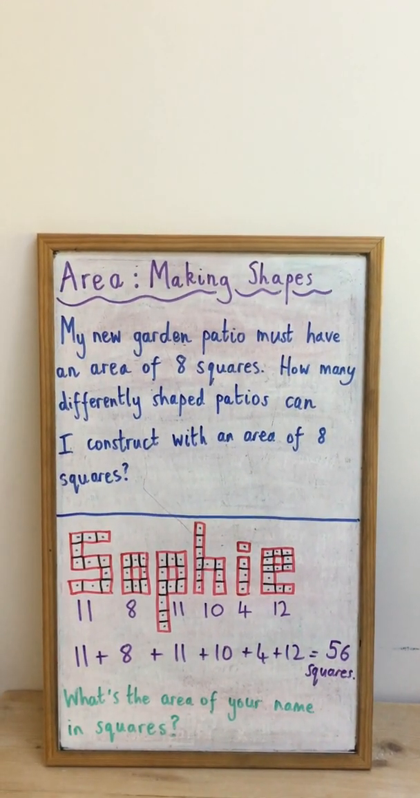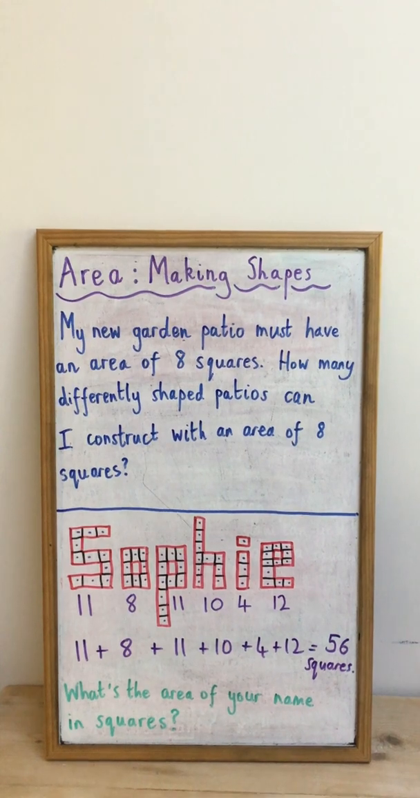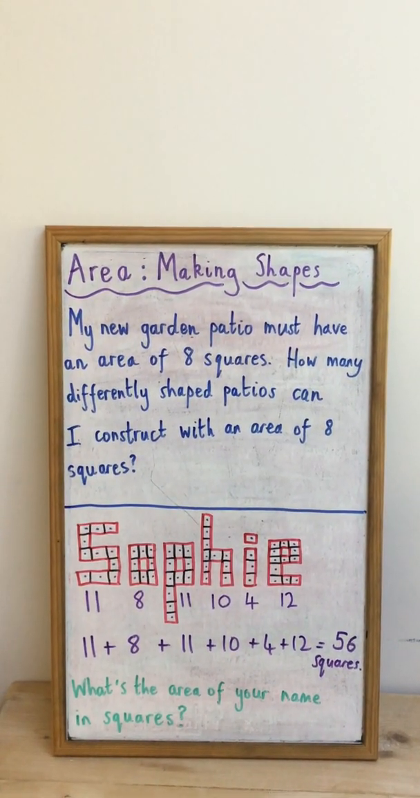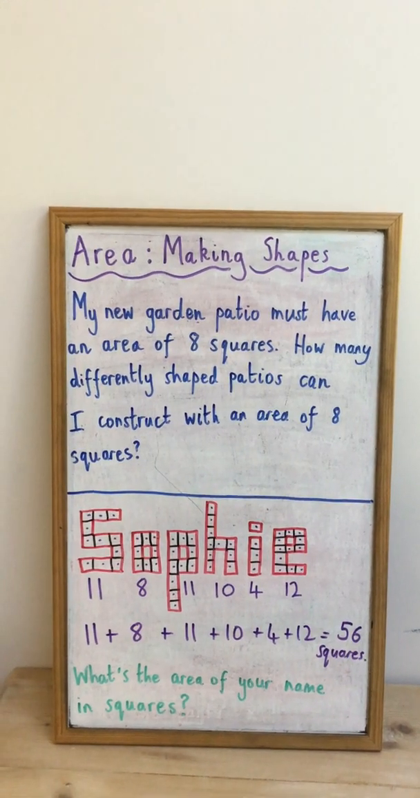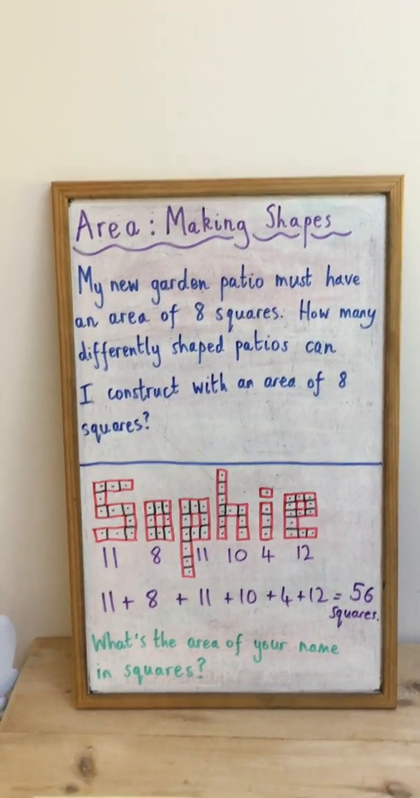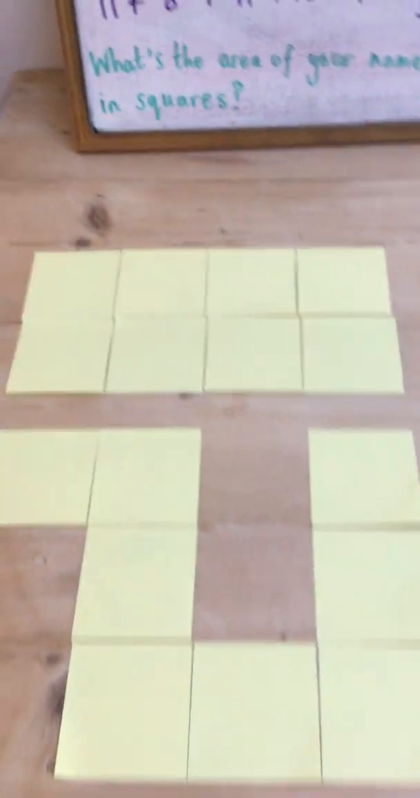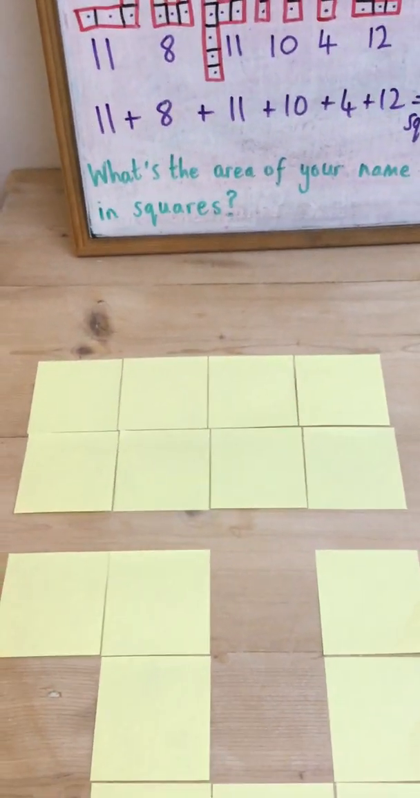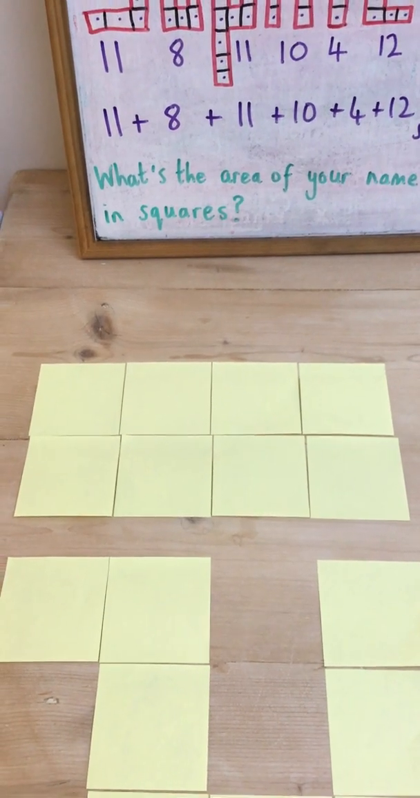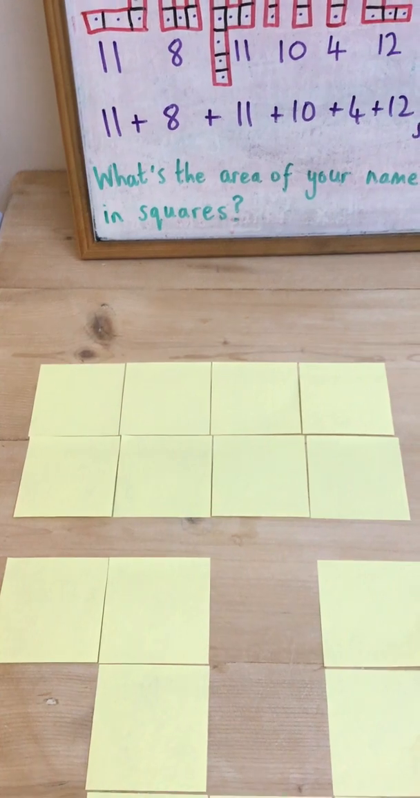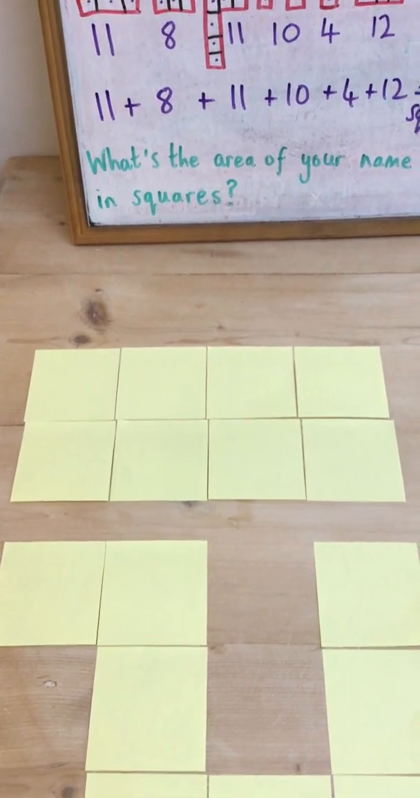I've started to have a go at this challenge using 8 squares, but I'd like you to continue with it and see how many I could make overall. So here's what I've got so far. Again, I've been using post-it notes. Here's my patio number 1, this rectangular shape. You can see I've used 8 post-it notes. That's my first patio design that is an area of 8 squares.